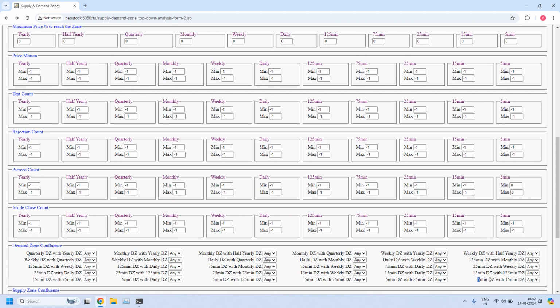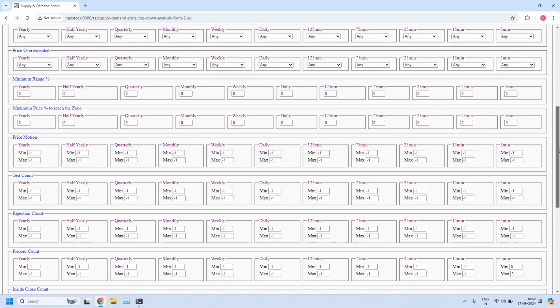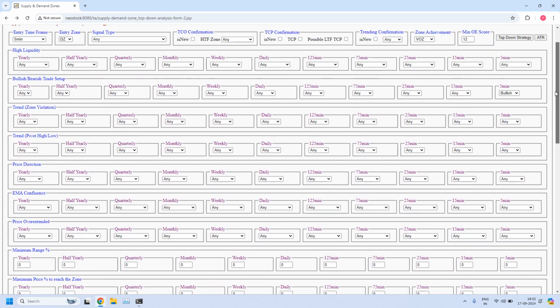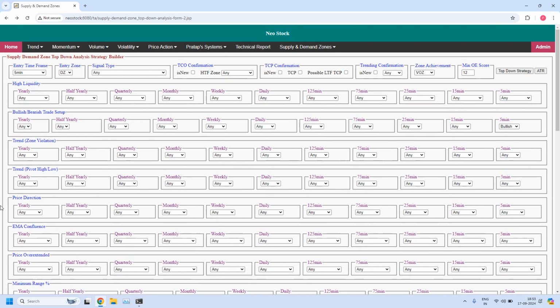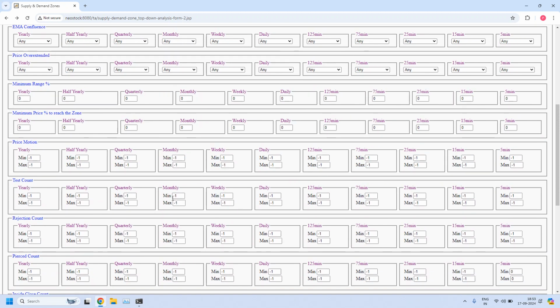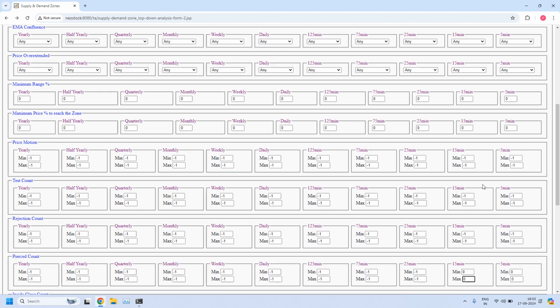So 5 minutes demand zone with 15 minutes demand zone I am enabling. That means the 5 minute zone should be part of the 15 minute zone, and that 15 minute zone also should not be pierced. Otherwise zone confluence doesn't hold. So we can add the pierced count 0 even for 15 minutes time frame. Minimum value 0, maximum value 0.